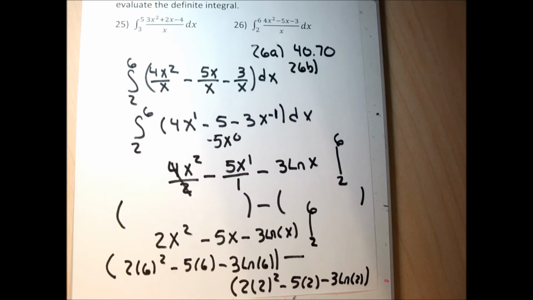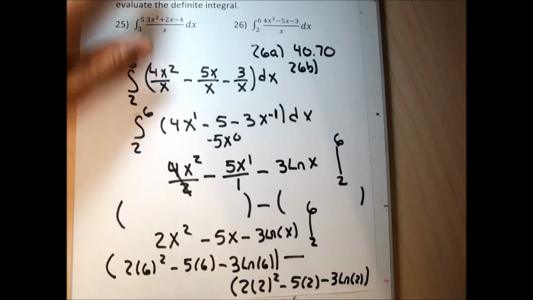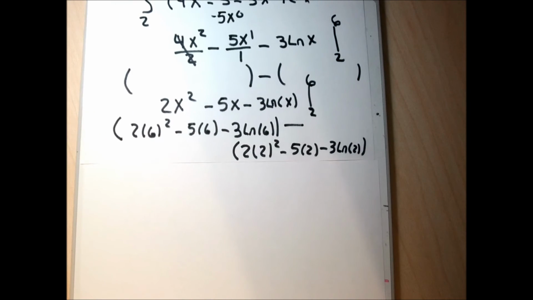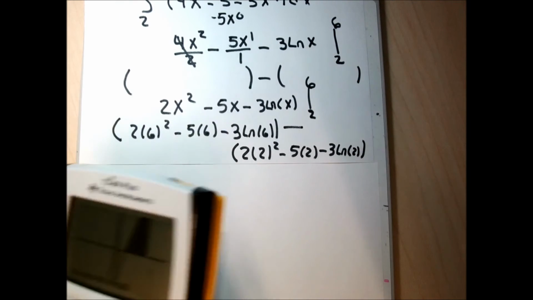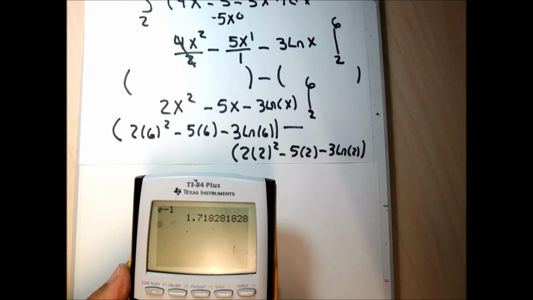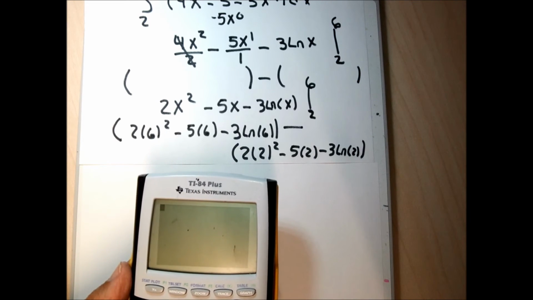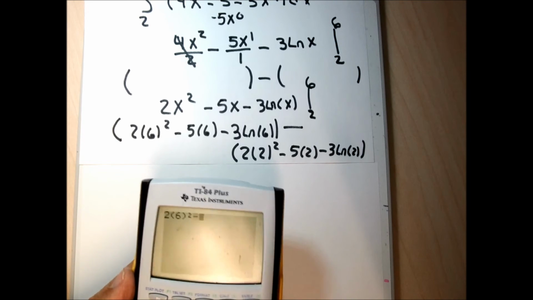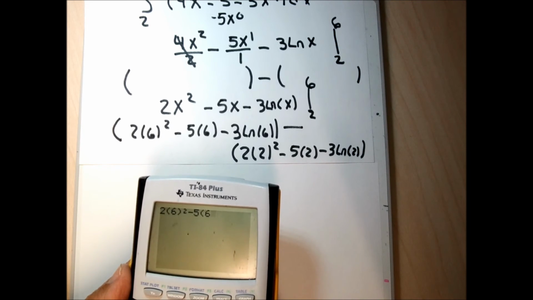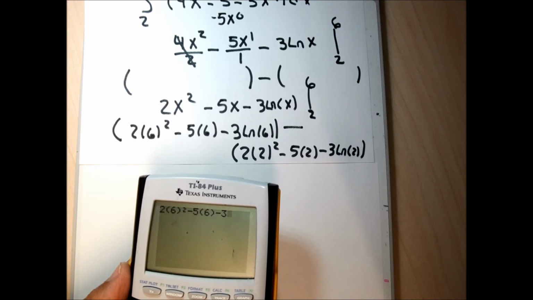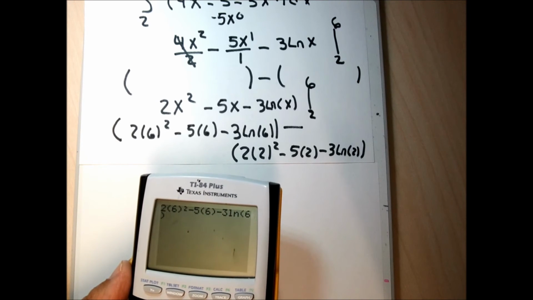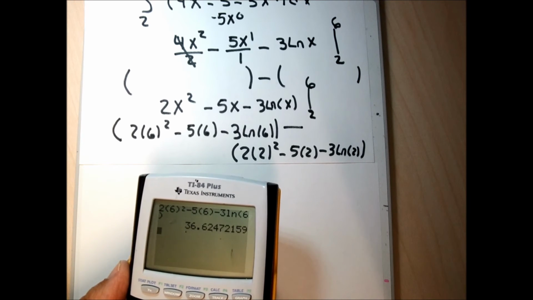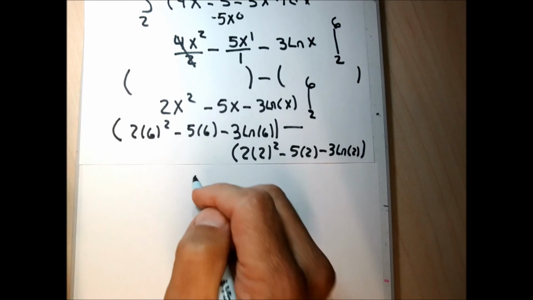For each parentheses, I need to get them down to a single number. On the main screen of my calculator, they're decimals because of the natural logs that I can't get rid of. So first parentheses is 2 parentheses 6 squared minus 5 parentheses 6 minus 3 natural log of 6. I'm going to round this to 2 decimals and live with it. I get 36.62.